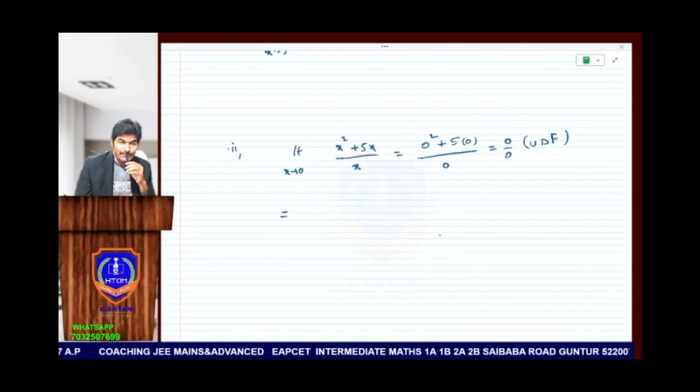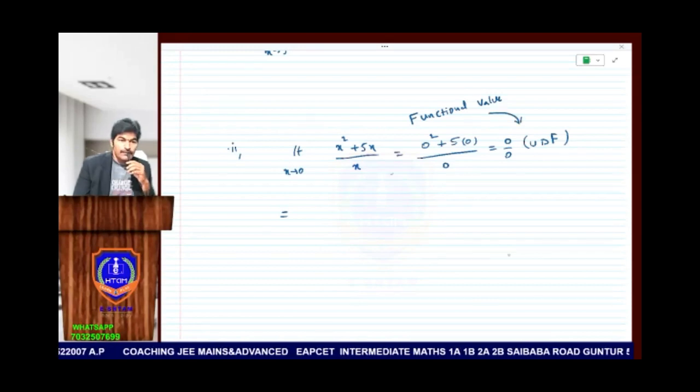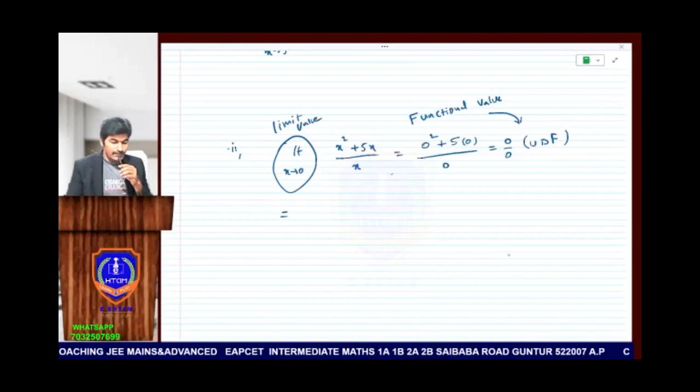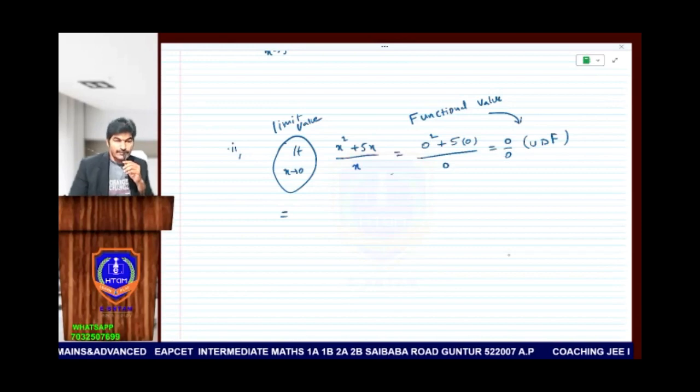That means while you are substituting directly, that is called calculating the functional value. So the functional value does not exist. Okay, done. But what he is asking is the limit value. What is the difference between functional value and limit value? Sometimes the functional value never exists.